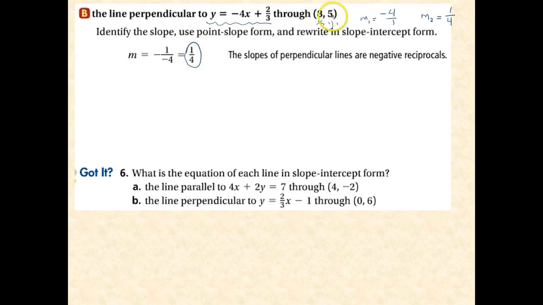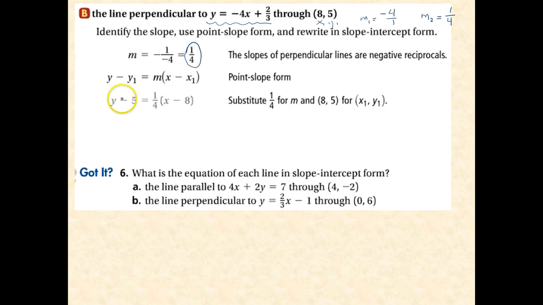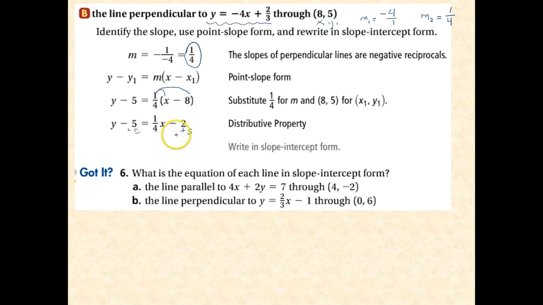Our point is 8, 5. So we're going to plug into point slope form. Y minus 5 equals 1/4 times x minus 8. And then we're going to simplify. Use the distributive property. 1/4 times x is 1/4 x. 1/4 times -8 is, that'll be -8 over 4. That's -2. Then we can add 5 to both sides. And we get y equals 1/4 x plus 3.